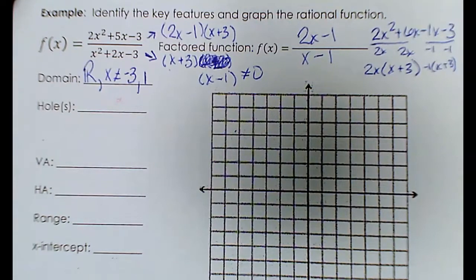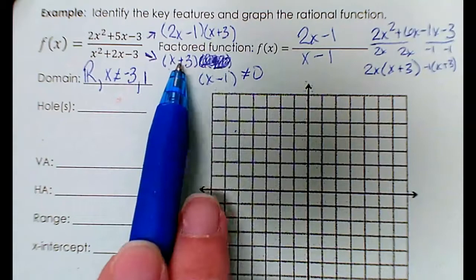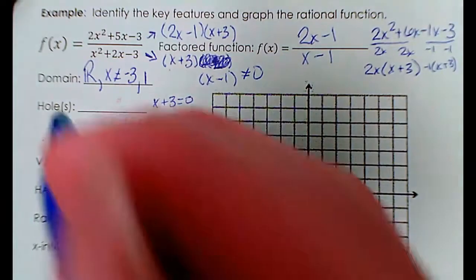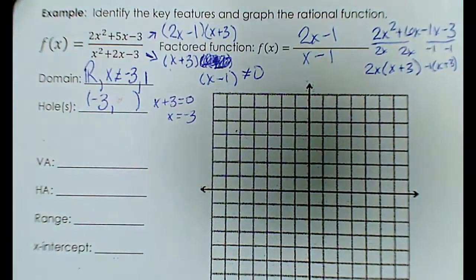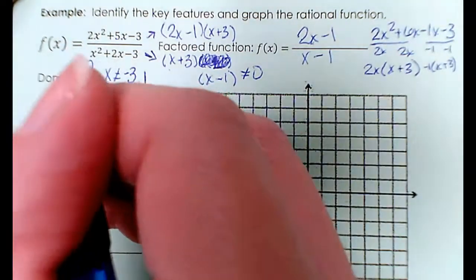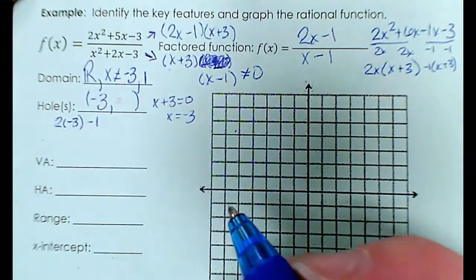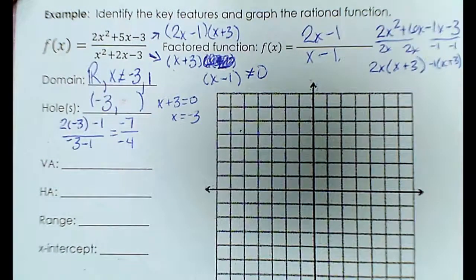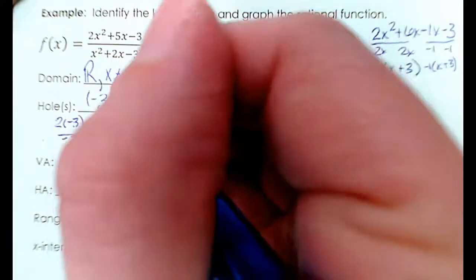The holes. Step 3 says if a factor cancels out, a hole occurs. So what do I need to do with the factor that we cancel out? Set it equal to 0. So x plus 3 equals 0, x equals -3. That's the x component for the ordered pair. But I need the actual location for the hole, so I need to substitute -3 in. To calculate that y value, I'm going to take 2 times -3, -6, minus 1, -7. So that's my numerator. And then the denominator is -3 minus 1, which is -4. So what happens when you have -7 over -4? It turns into +7 over 4.